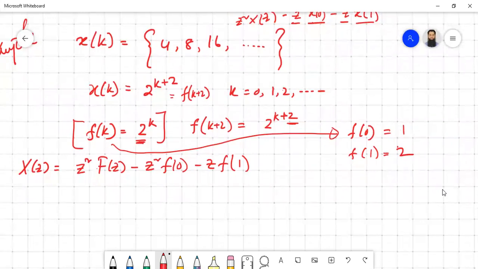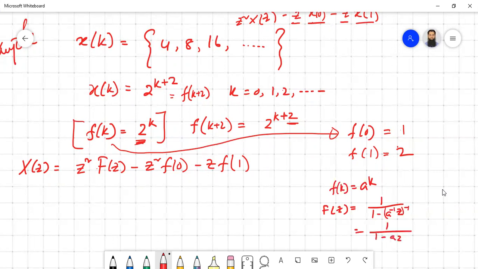And now also, if f(k) is a^k, then we know that the derivation of this one, F(z), is basically 1 minus 1 by 1 minus a inverse z. Is it okay? And if you just do it, and also you have a minus, so ultimately what we are going to get is 1 by 1 minus a z inverse.